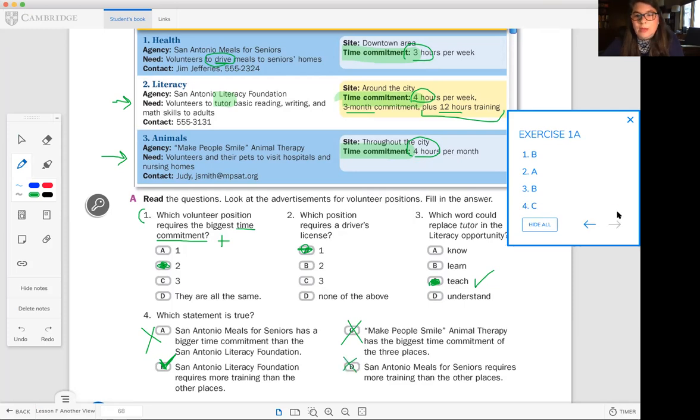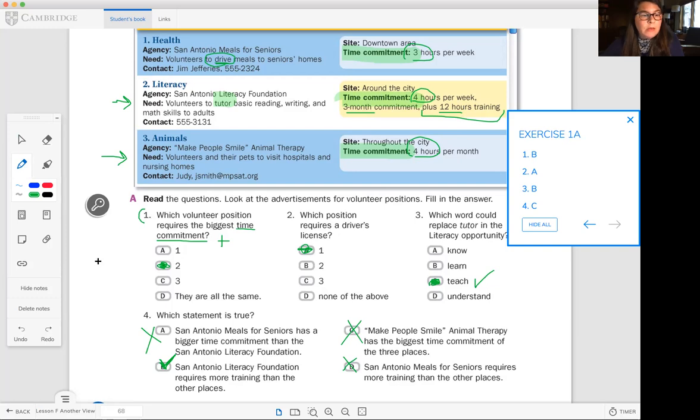The answer is B. C, nope, that's not true either. Wow, they really messed up the answers. I'll prove to you. C, right here, the animal therapy has the biggest time commitment, 4 hours a month. No, it's the least. Wow, number 3 and 4 and the answers are both wrong. But trust me, we are right. This one is to tutor, which means to teach, and this requires more training. You need 12 hours of training.